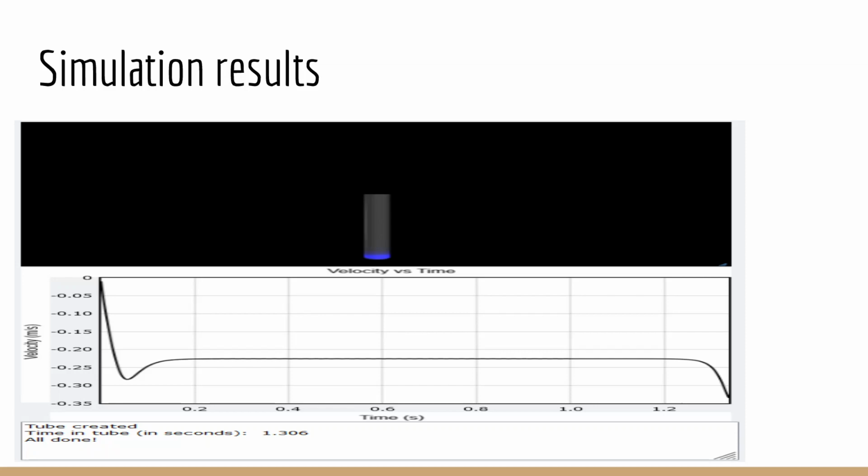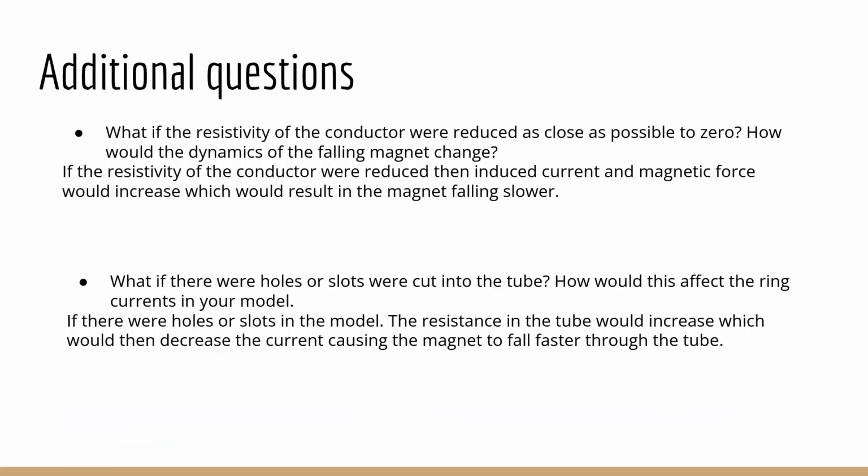Additional questions. What if the resistivity of the conductor were reduced as close as possible to zero? How would this affect the dynamics of the falling magnet? If the resistivity of the conductor were reduced, then the induced current and magnetic force would increase, which would result in the magnet falling slower.